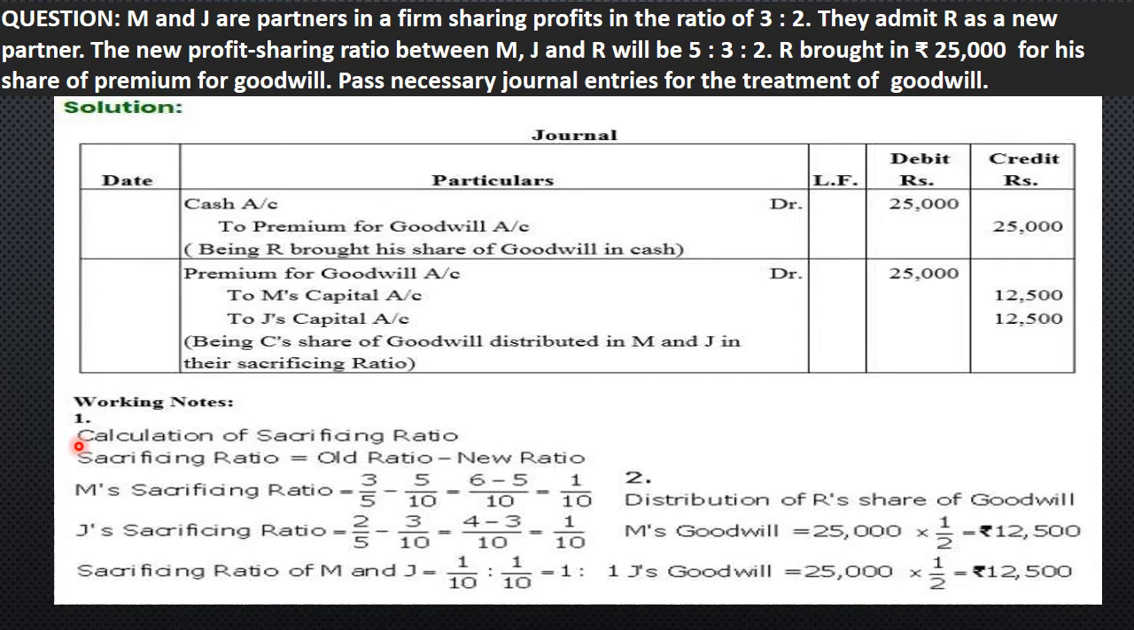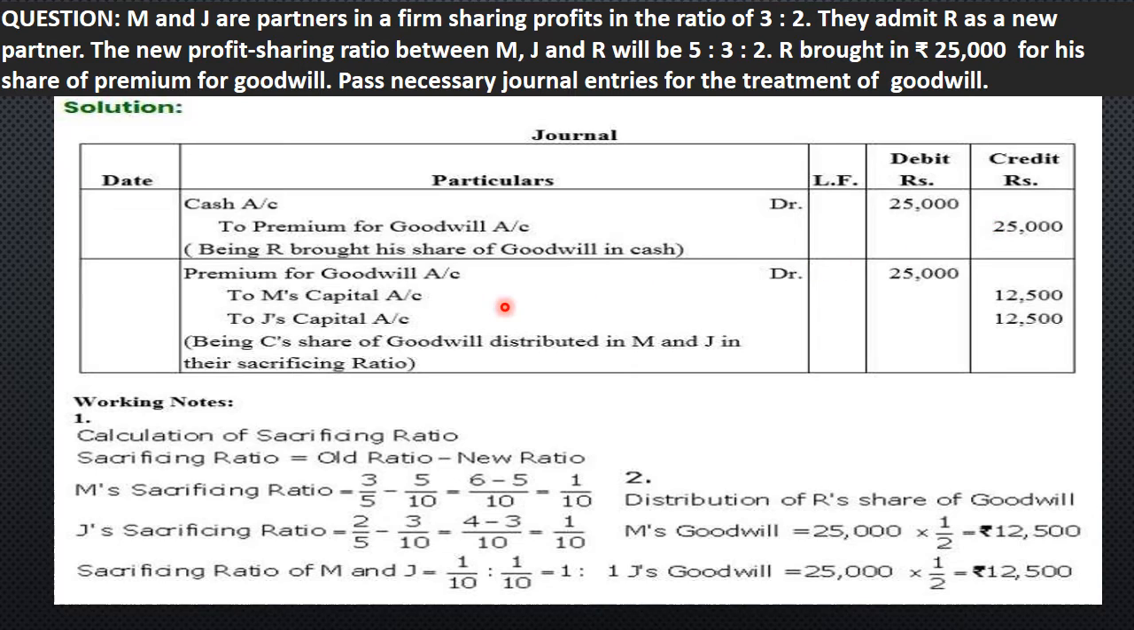Now, for better understanding of case 2, I am doing one practical problem. In this problem, M and J are partners in a firm. They were sharing profits and losses in the ratio 3:2. They admit R as a new partner, and after his admission, the new ratio between M, J and R will be 5:3:2. R brought in rupees 25,000 for his share of premium, and they want you to pass the journal entry for treating this amount of goodwill. Now, the first entry at the time of admission of a partner for bringing goodwill is cash account debit to premium for goodwill by rupees 25,000.